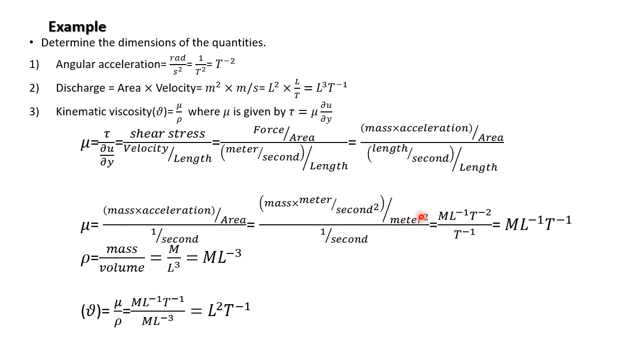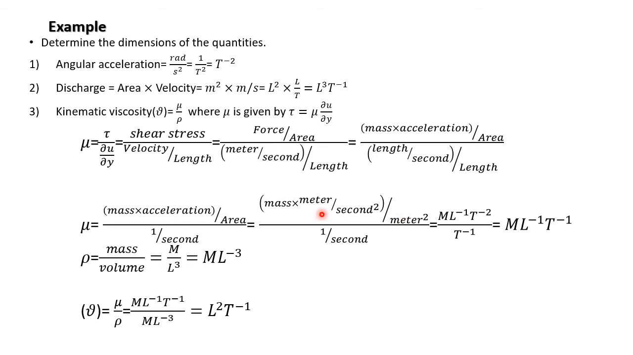Now we have got all the terms in primary dimensions. Let us cancel out the terms and simplify them, and let's write the dimension for the kinematic viscosity. So what is the dimension of mass? It is M. So I have written M here. Here I have meter and in the denominator meter square.